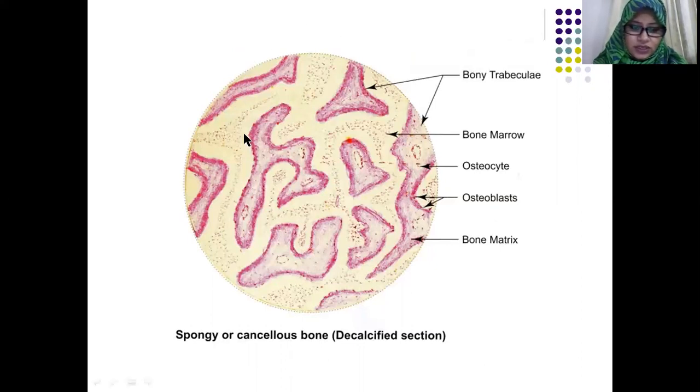This is the histological structure of spongy bone. This is the calcified section where you can see bony trabeculae and bone marrow. These are osteocytes, lying in the lacunae, and these are osteoblasts.